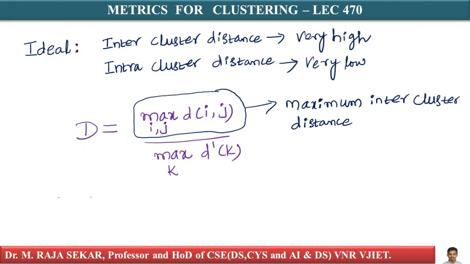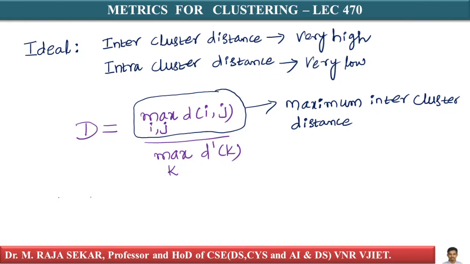Now your question could be, how do you measure this? What it says is the numerator is basically the maximum over all i, j. It is the maximum intercluster distance. That's the numerator. Now let's come to the denominator.